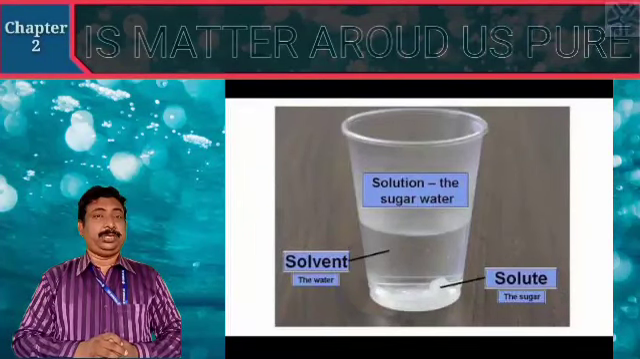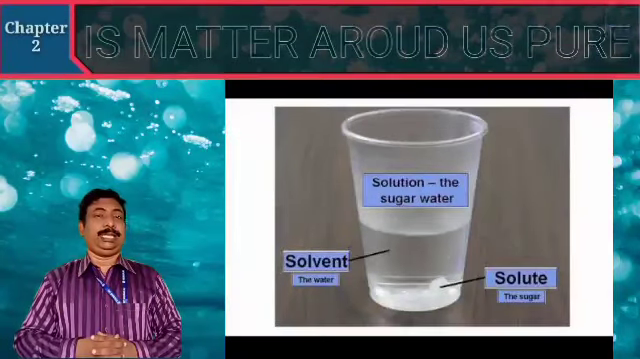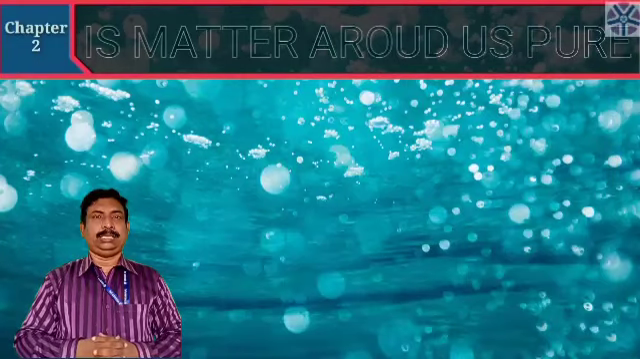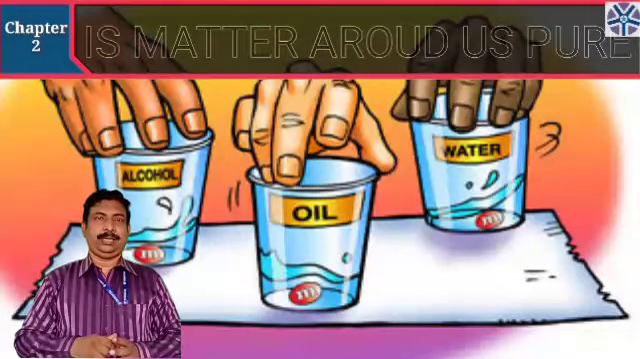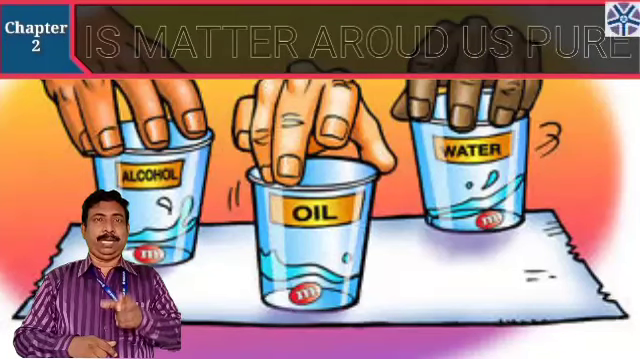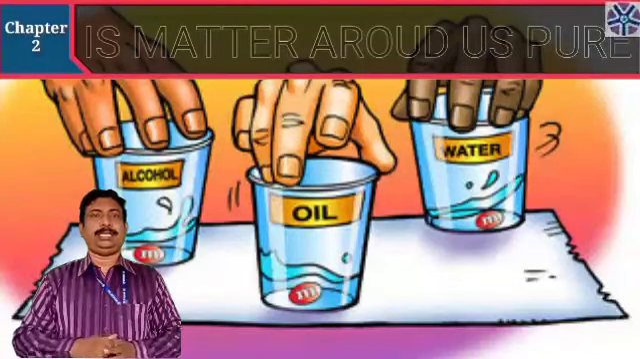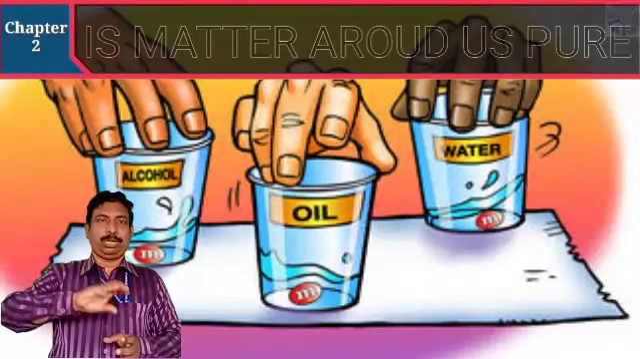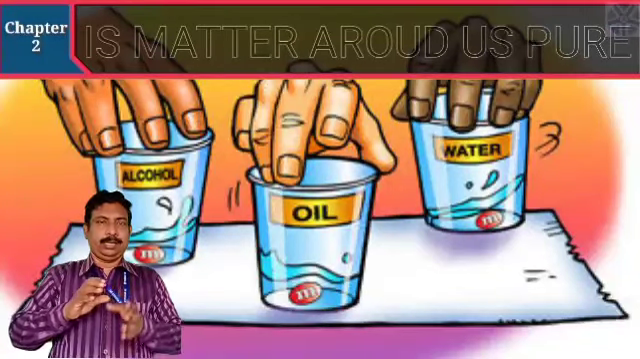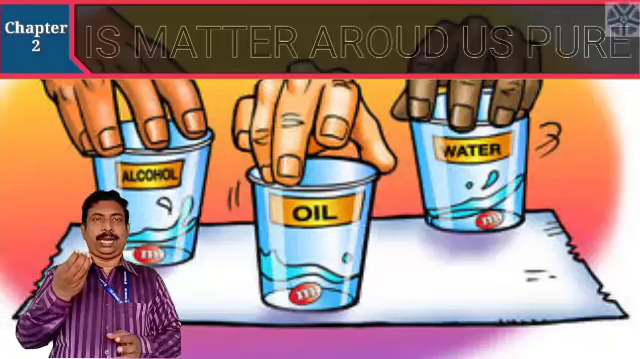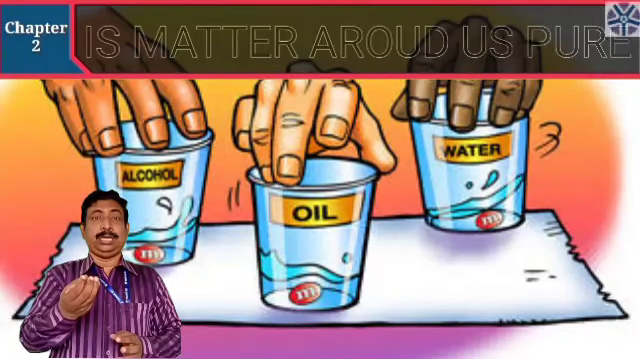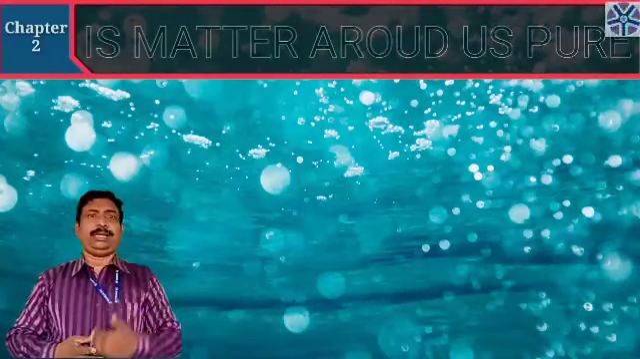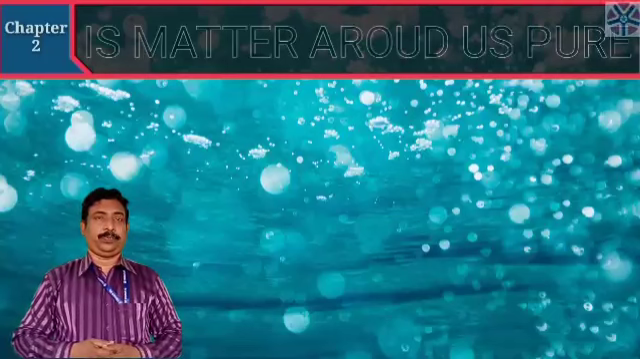Now in day-to-day life we see so many examples of homogeneous mixtures. Suppose in milk which we are taking, generally a small amount of water will be added. Milk is the solvent and the small amount of water is the solute. In alcohol, some amount of water or soda will be added. The larger one we call the solvent and the smaller one the solute. When we mix these two, we call it a solution. You can find some other examples also.